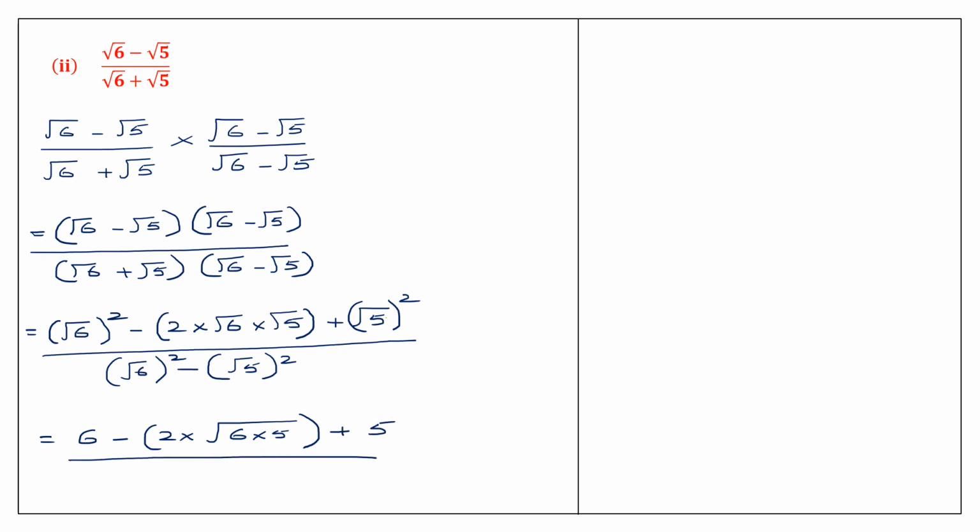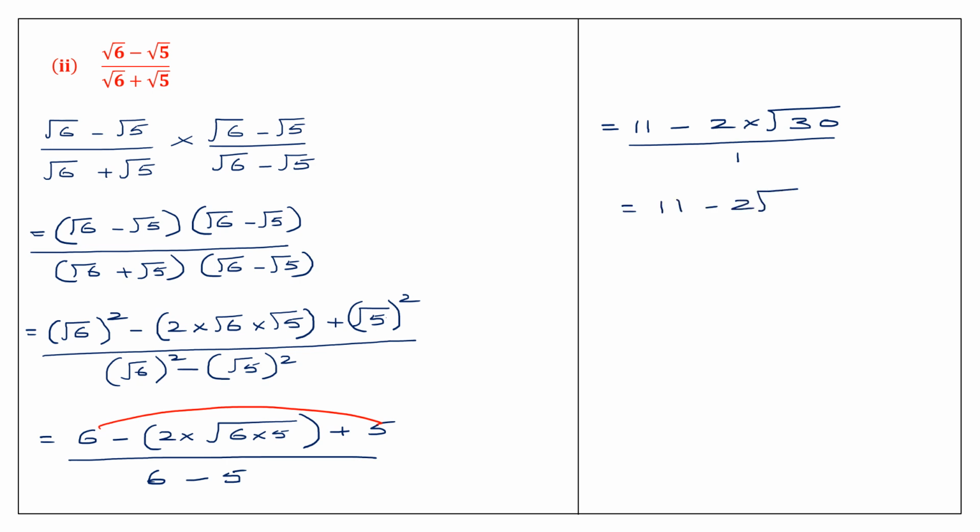In the denominator, root 6 square means root 6 into root 6, that is 6, minus root 5 into root 5, which is 5. Now let's continue here. So here we have 6 and 5. So 6 plus 5 is 11. 11 minus 2 into 6 into 5 is 30, root 30. And in the denominator, we have 6 minus 5 is 1. Then 11 minus 2 root 30 by 1 will give us the same thing. So this is our answer, 11 minus 2 root 30.